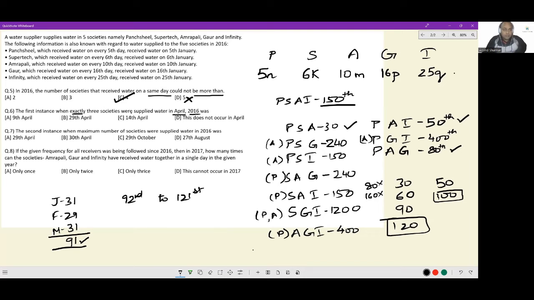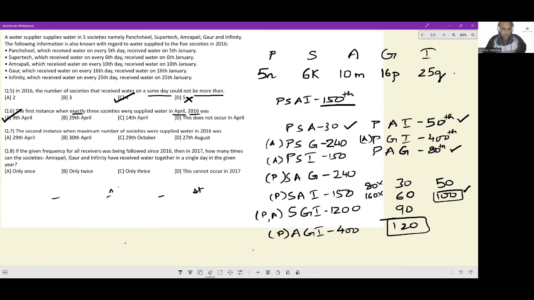So when they're asking me the first instance when exactly 3 societies were supplied water in April 2016, it has to be the 100th day. Now see, the 92nd day is 1st April. If we are now looking for the 100th day, we are coming 8 forward. We get to 9th April. So the first instance when exactly 3 societies were supplied water in April 2016 was 9th April.